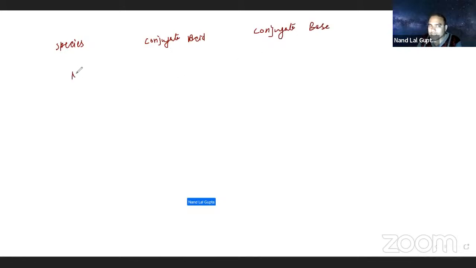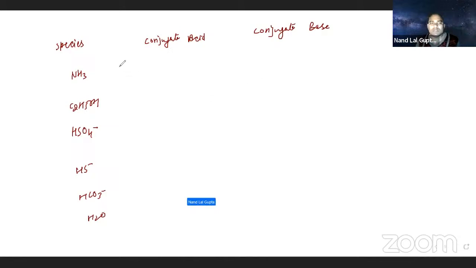What are the species? NH3, C2H5OH, HSO4 minus, HS minus, HCO3 minus, H2O. If you find the NCERT book, in the NCERT book also some problems will be there. I don't have the NCERT book here. Okay, solve it now.